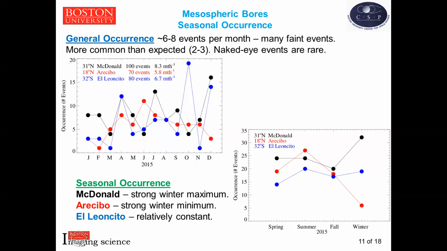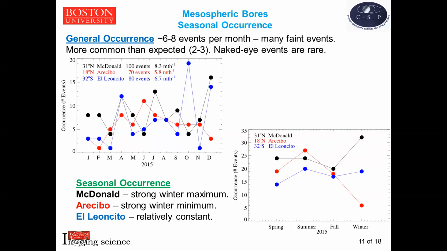McDonald in the black, Arecibo in the red, and Ionosphere in the blue. You can see there's roughly about 6 to 8 events per month, and this included many faint events. They're more common than expected from what's been previously published for mid-latitude bores, which is usually about 2 to 3. The naked eye events were quite rare.